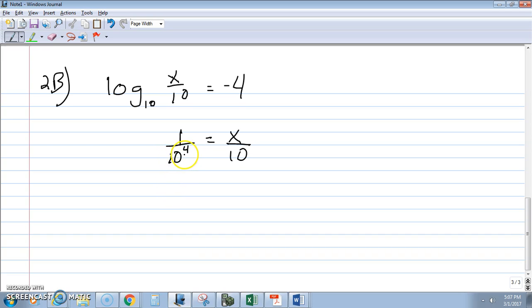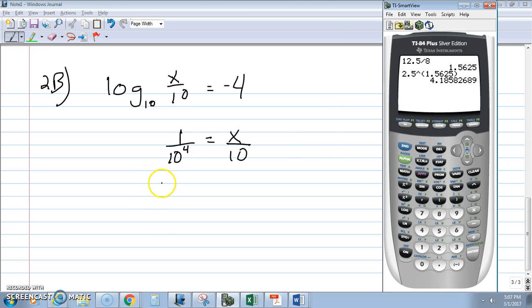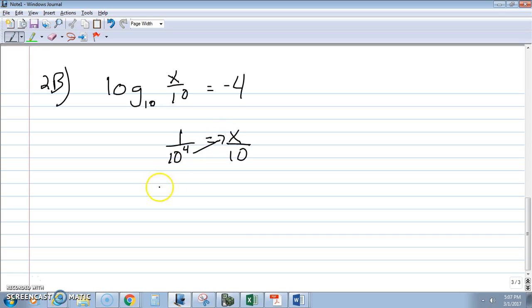10 to the 4th power, is that a 1 with 4 zeros? I think it is. I better double check myself, you guys. I don't want to do the wrong thing and have you yell at me. To the 4th power. Yeah, 1 with 4 zeros. So what is that? 10,000. So I'm going to cross multiply here, right? So 10,000x equals 10 times 1 is 10, right? Divide both sides by 10,000.